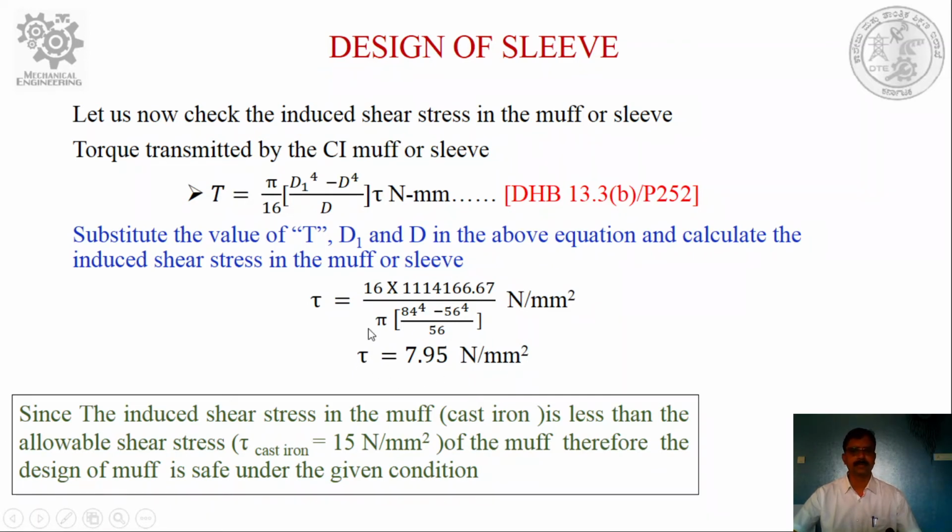This is the value obtained after substituting the values calculated from the empirical relations, and finally we conclude that since the induced shear stress in the cast iron muff is less than the allowable shear stress, that is 15 Newton per millimeter square, of the muff, therefore the design of muff is safe under the given condition.